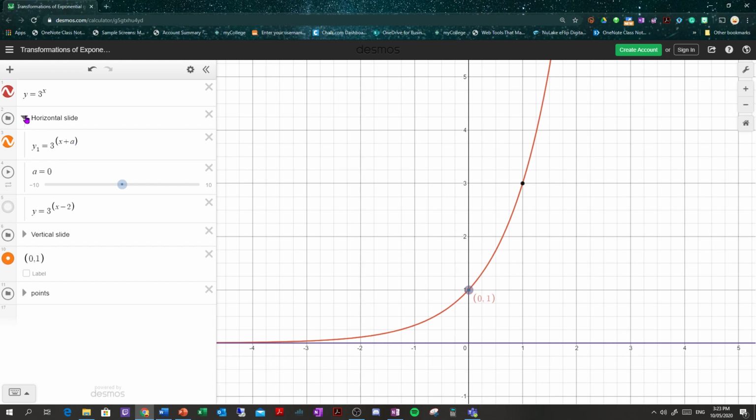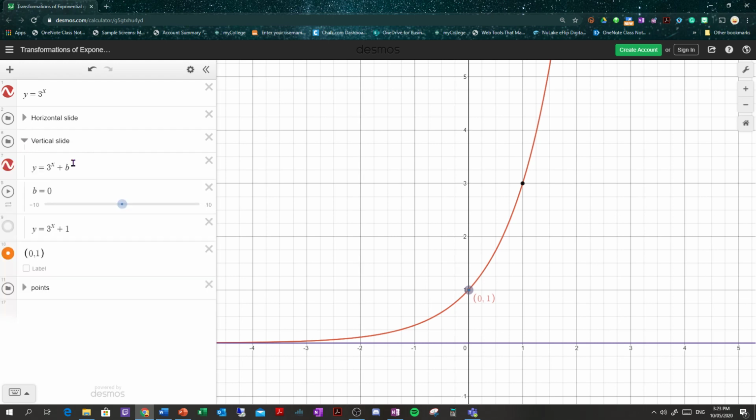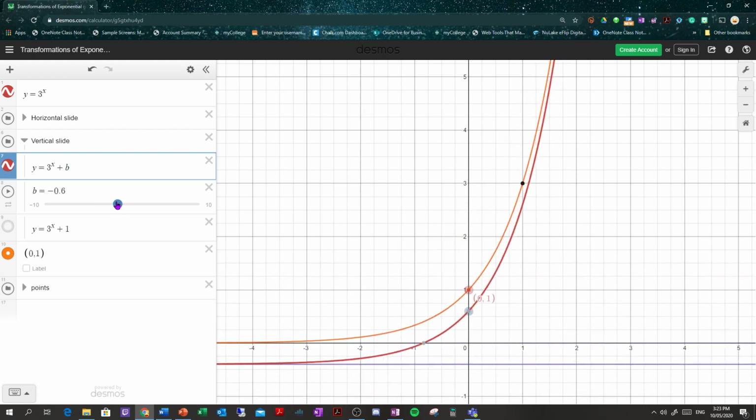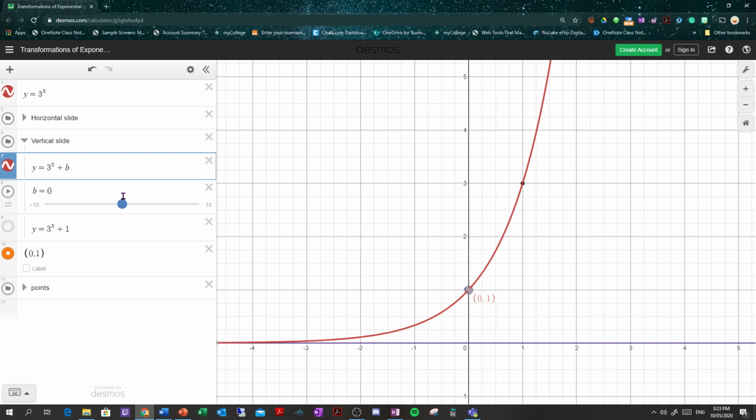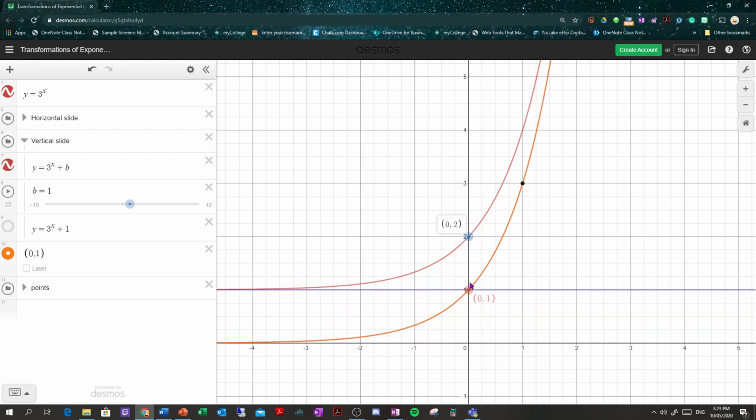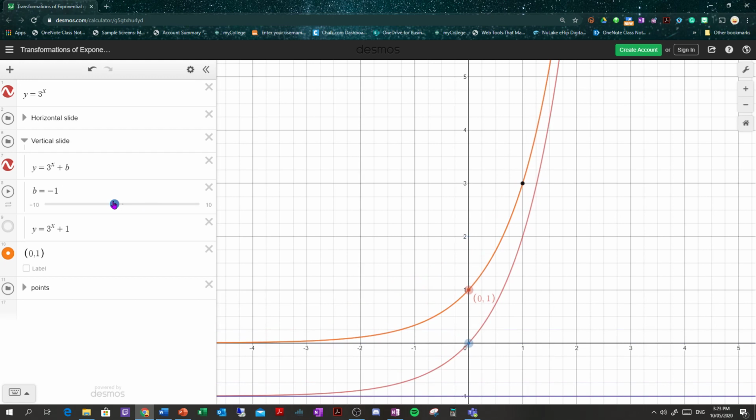So let's take a look at what it looks like when we do a vertical slide up and down. Again, if we add something here, just like we did with parabolas and cubics, then a change of B is going to slide the graph up and down. And it's not opposite: if we slide it up 1, it goes up 1. So the new y-intercept for the parent function, if you add 1, would be (0, 2), because the y-intercept starts at (0, 1). All the points just move up by 1. If we go down 1, then our y-intercept will be at (0, 0).